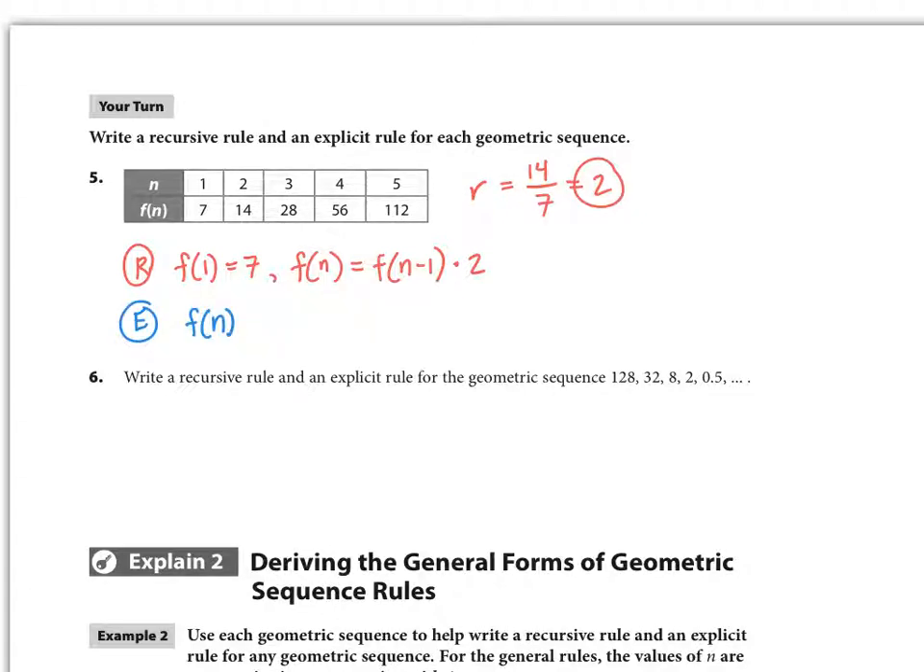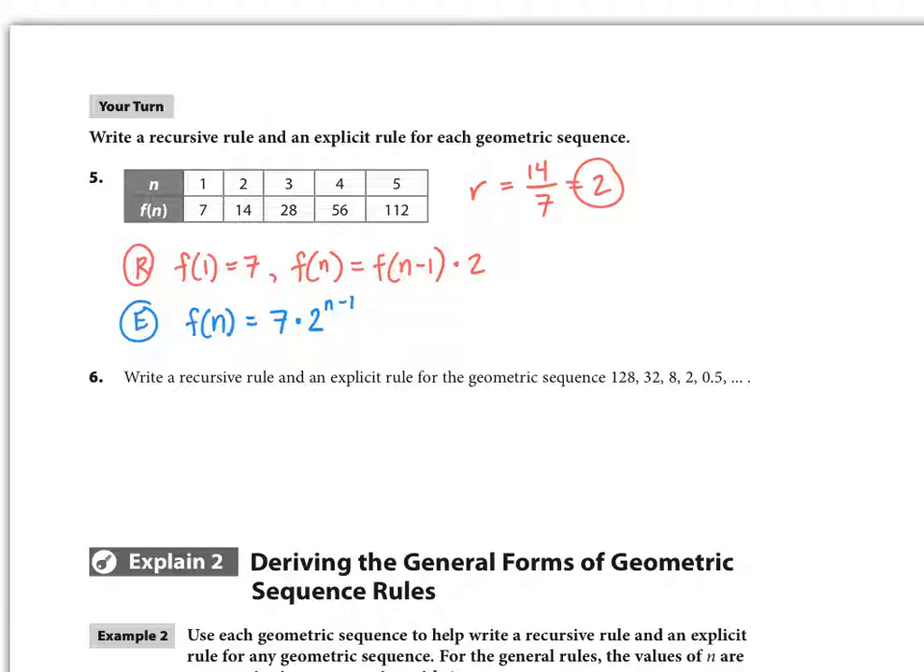Explicit rule looks like this. F of n, right, to get any term we want to, we're going to take the first term of 7, and we're going to multiply it by 2 a whole bunch of times. Right, so it's 2 to an exponent, and the exponent is always, whoops, not m, n minus 1. Because remember, if I'm looking for the 5th term, if I want to plug in 5 here, I'm going to use an exponent of 4. If I want the 20th term, I'm going to use the exponent of 19. If I want the 100th term, I'm going to use an exponent of 99.